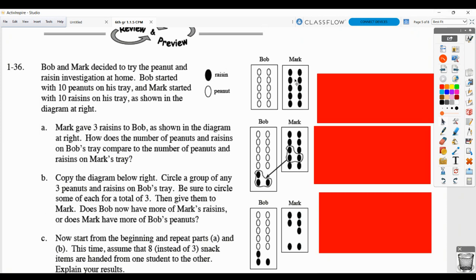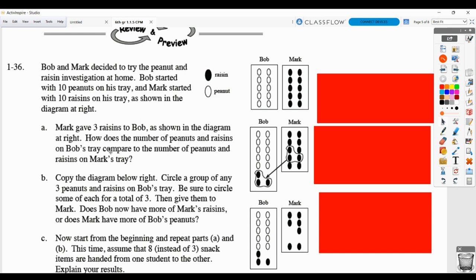So the dark are representing the raisins, the light are representing the peanuts. Here's Bob's 10 peanuts, Mark's 10 raisins. Mark gave 3 raisins to Bob as shown. So they've drawn sort of a loop around 3 of the raisins and put them onto Bob's tray.